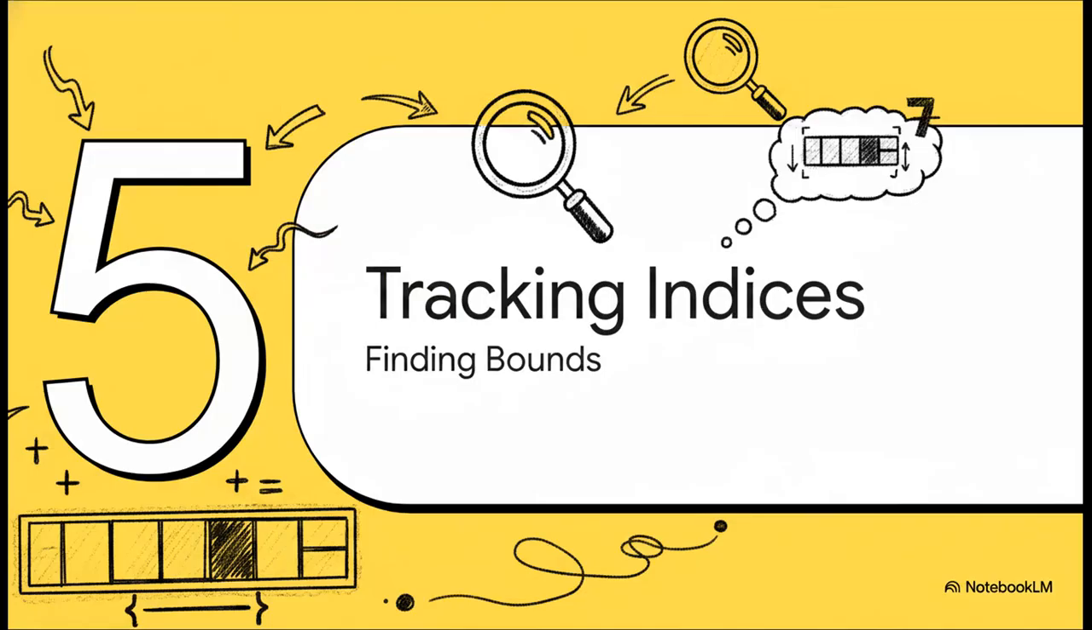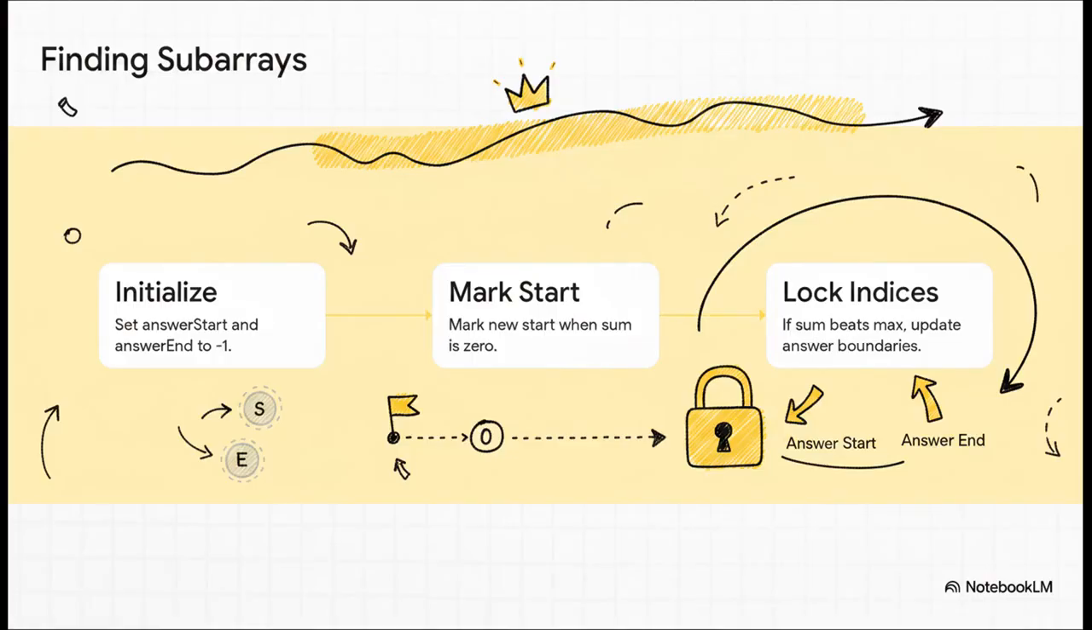Finally, section 5, tracking subarray indices. So, you've provided the optimal linear solution. You've handled the edge cases like a pro. Now comes the inevitable follow-up question. Great, you found the maximum sum of 7. But can you print the actual subarray that gave you that sum? So the crucial point here is figuring out how to track our boundaries without adding another loop. And the logic is beautifully simple. We just introduce an answer start and answer end variable.